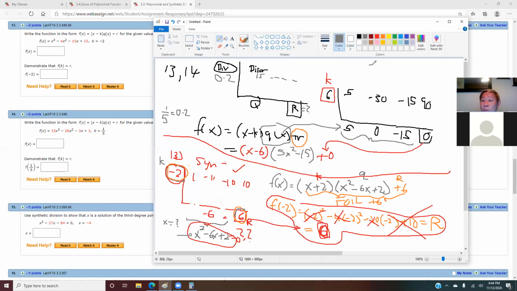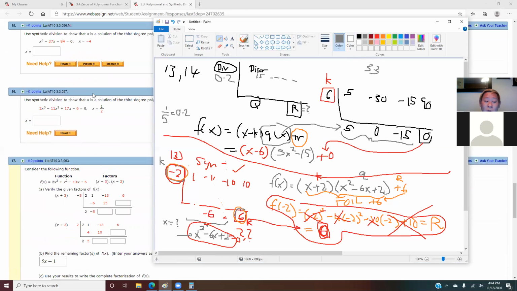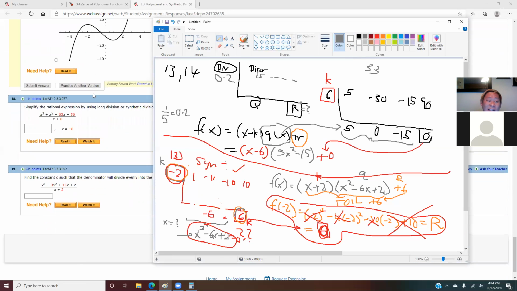So this is all in 3.3. I want you to practice 3.3 first. This is something that you need to know before you move on to 3.4. So go ahead and practice this. The rest is all the same.